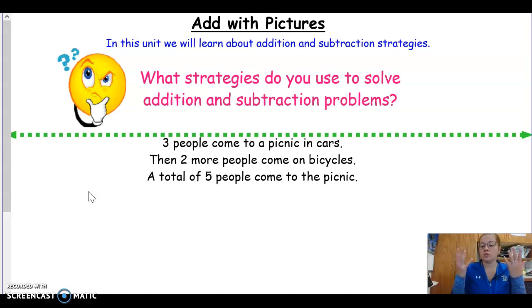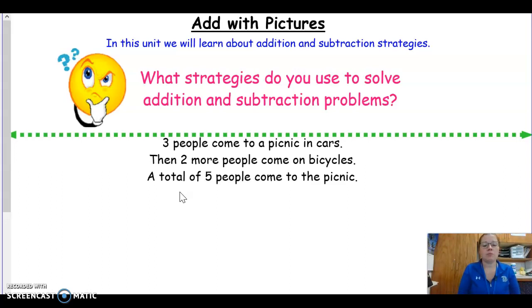Well, some of us might use our fingers, and that's totally okay. Some of us might think about the bigger number and count up from that. Some of us might draw pictures, and that's all okay. So today we're going to be working on the pictures and move up from there. So listen to this story and think about, what are the partners and what is the total?